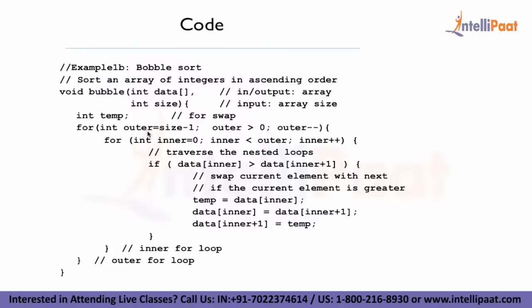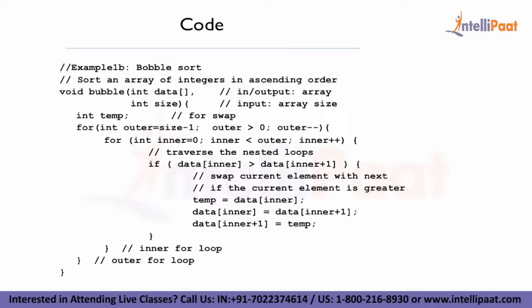We are running two loops. Outer equal to size minus 1, outer is greater than 0, outer minus minus, inner equal to 0, inner is less than outer. So we are running from 0 till outer. We are not considering outer, so last but one element, and inner plus plus. So if data at inner is greater than data at inner plus 1, swap the element. Okay, so we will keep on swapping the element while data at inner is greater than data at inner plus 1.